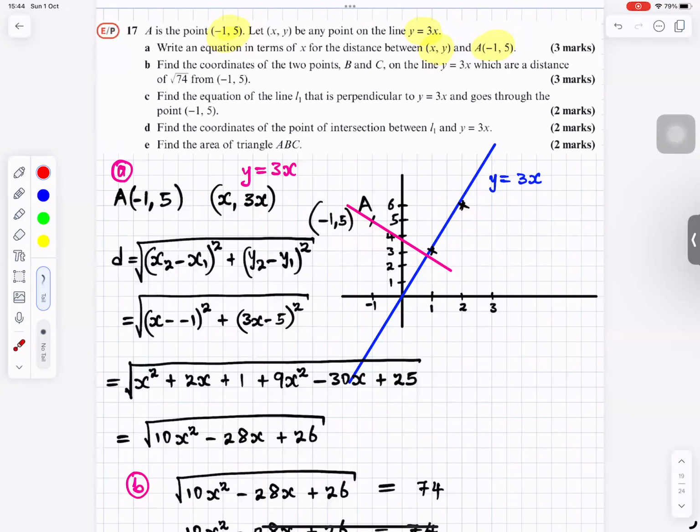For part B, find the coordinates of 2 points B and C on the line y equals 3x, which are a distance of square root of 74 from minus 1, 5. The distance is square root of 74. So what they are telling you is to substitute square root of 74 in that distance formula, and then you can solve that equation.